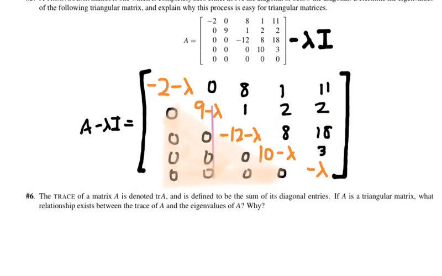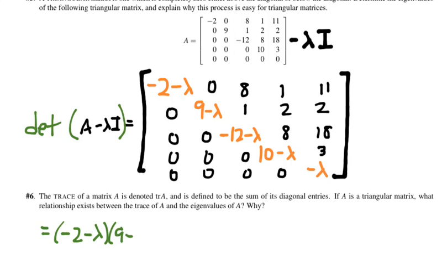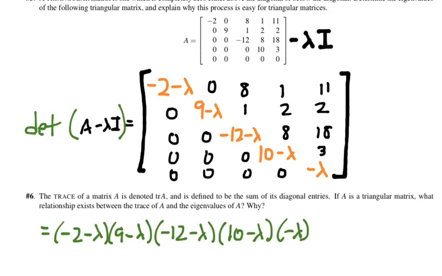So when all of that dust settles, this determinant is just the product on the diagonal. That works for any triangular matrix, by the way. Any matrix which has only zeros below its diagonal or only zeros above its diagonal. The determinant is just the product of all the entries on the diagonal. And so here we're going to have negative 2 minus lambda times 9 minus lambda times negative 12 minus lambda times 10 minus lambda times negative lambda.